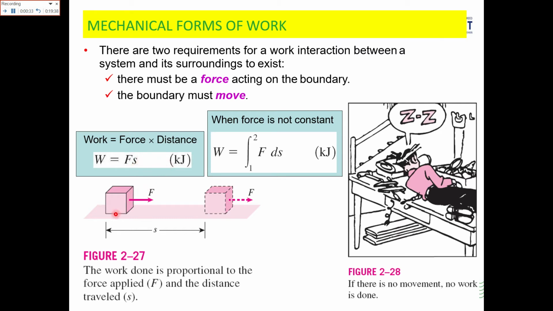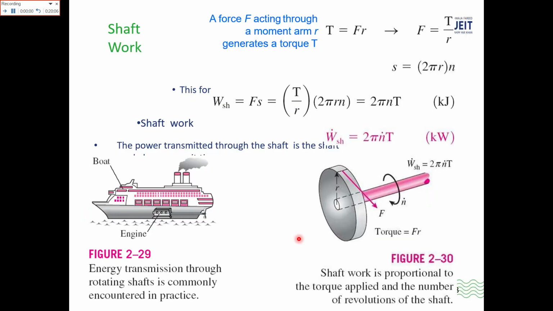Like here a box has been placed, you are applying the force and that box has been shifted to a new position. When the force during a work is not constant, we simply write W is equal to the integral from 1 to 2 of F into dS. So work done is proportional to the force applied and the distance travelled. If there is no movement, no work is done. Like a person who is sleeping is doing no work.